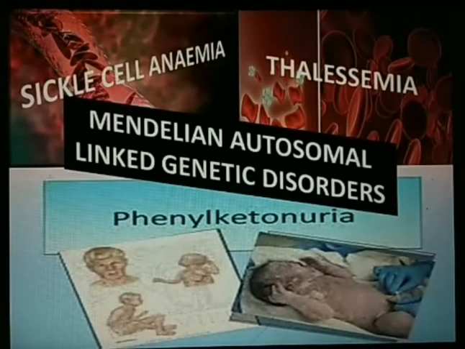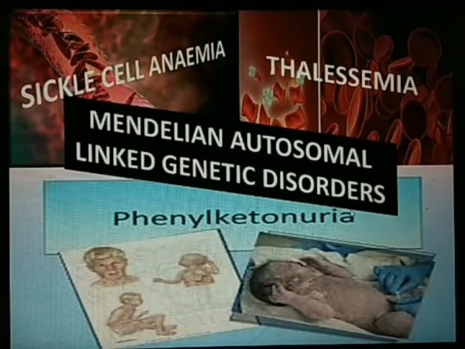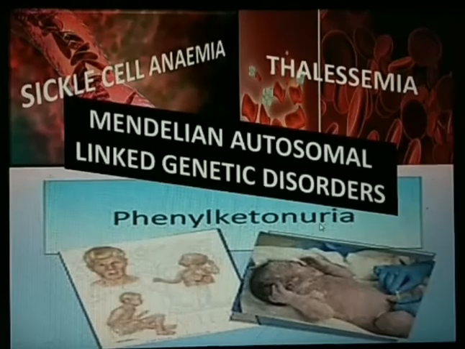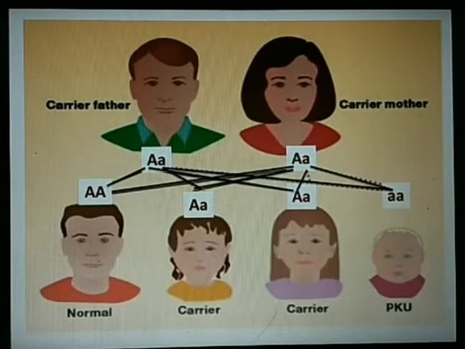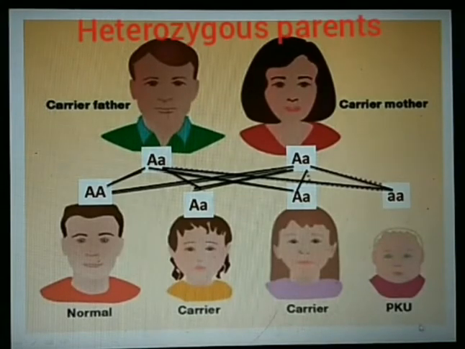So today in this video, we will discuss various Mendelian autosomal linked genetic disorders, namely sickle cell anemia, Thalassemia and Phenylketonuria. The first one is Phenylketonuria, which is an autosomal linked recessive trait. That means this trait occurs as a recessive gene on the autosomal chromosome. Phenylketonuria, namely PKU, is observed in an individual when the parents are heterozygous carriers of this disease.